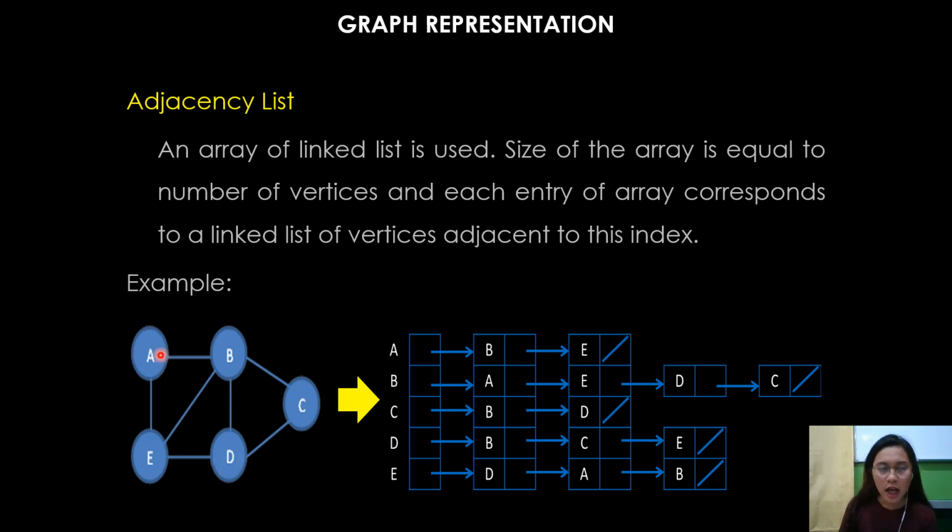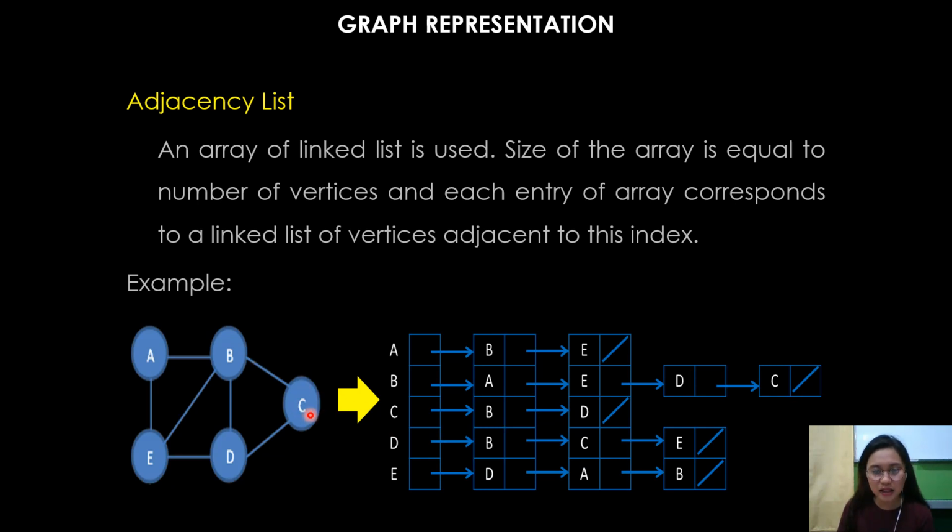Vertex A here, and let's see which vertices it is connected to. Vertex A is connected with B. That's why A is connected with B. And also vertex A is connected to E, and only that. While B, which is vertex B, is connected to A. That's why it's connected to A. And B is also connected to E, and connected to D, and connected to C.